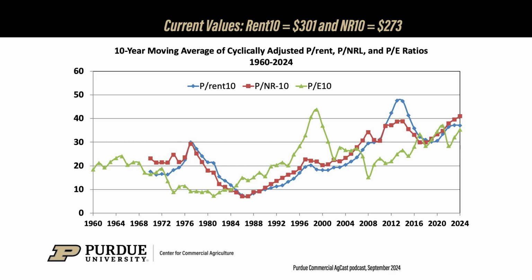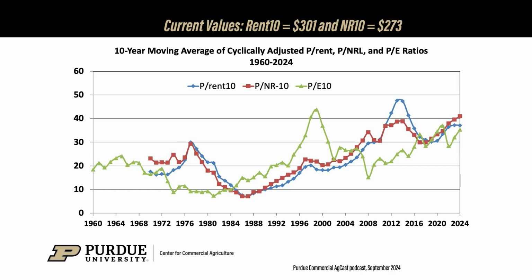There's two things that I find very interesting. What Schiller calls the cyclical P/E ratio, or PE10 is another name for it. So stock price divided by previous 10-year earnings. And so I'm just mimicking Schiller for cash rent and net returns here. But there's two things that I find very interesting. First, the PE10 is quite volatile. The stock market is quite volatile compared to the farmland market, so that's no big surprise.